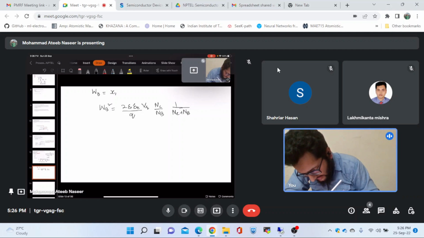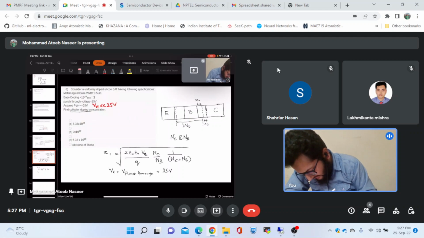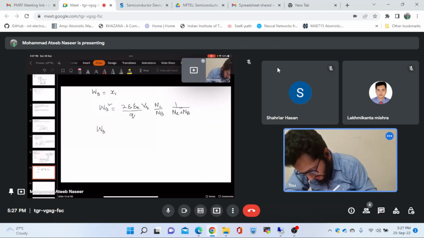So this NC could be found if I now solve for this by writing the values for the NC. It will simply be equal to, where this VR is this VPT, this will be WB square, and this WB was equal to 0.5 micrometers, that is 0.5 into 10 raised to minus 6 or 0.5 into 10 raised to minus 4 centimeter.